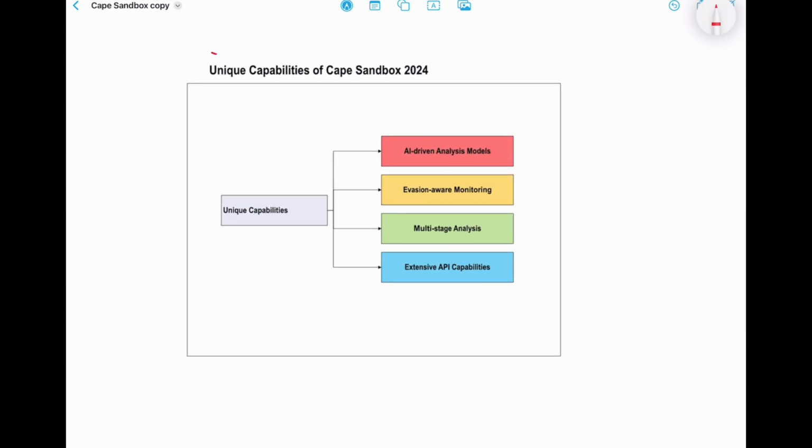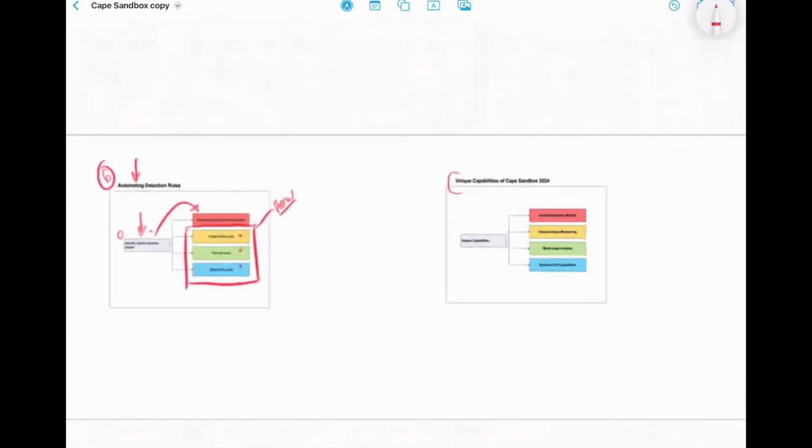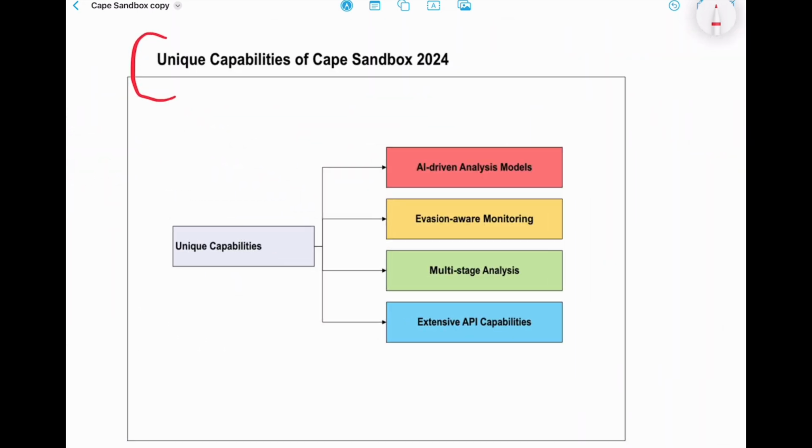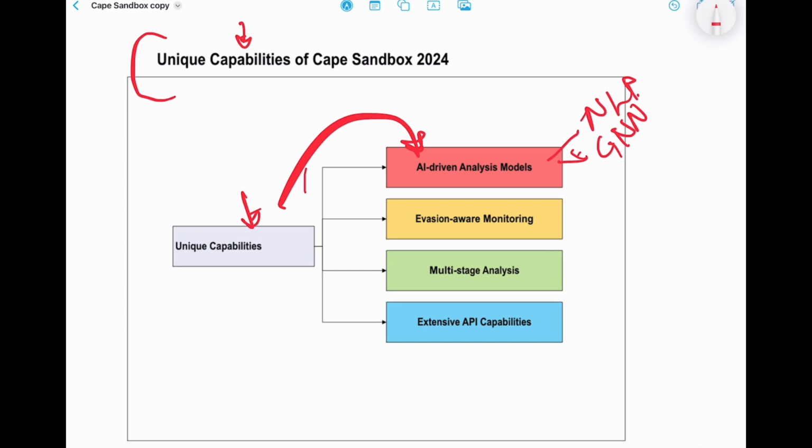Now, this is the final slide here. I believe it is. Yes, it is. It's the final slide. What are the unique capabilities of Cape Sandbox for AI malware detection? Well, the unique capabilities are that it supports AI-driven analysis models. So you can use natural language processing and graph neural networks. You can use both to detect advanced malware behaviors, and it's trained on datasets comprising millions of malware samples and behavioral logs. So that is point number 1.